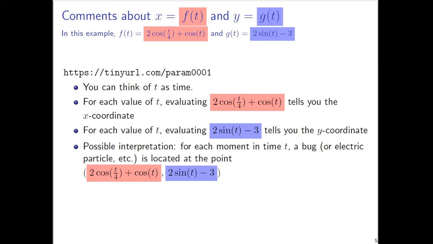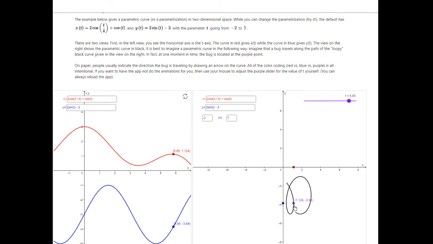So as a possible interpretation for what's going on, for each moment in time t, maybe a bug or a particle, an atom, an electric particle or whatever, is located at this point here. I'm using that same color coordination. So this point that's shown in purple right here, maybe that's how a bug travels. Just a bug is on a plane, right? That plane could just be like a table, right? And so you're just watching this bug travel in this sort of loopy fashion.